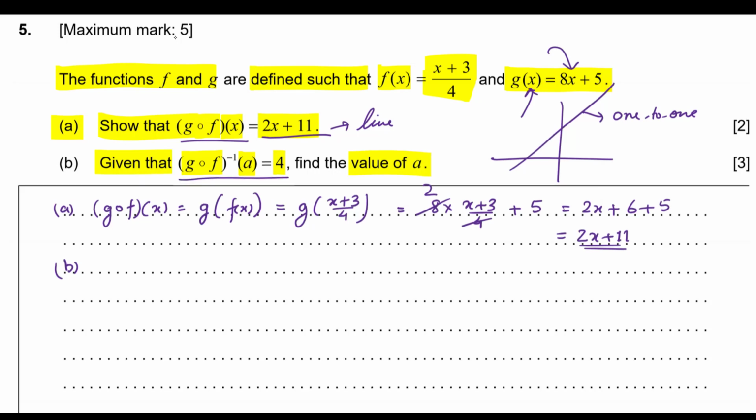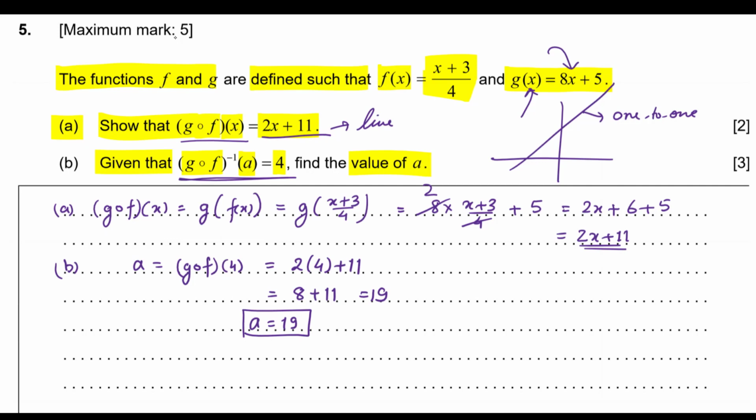We can write from this information a as gof of 4. So we can get it as 2 times 4 plus 11, which is 8 plus 11, means 19. So a becomes 19.